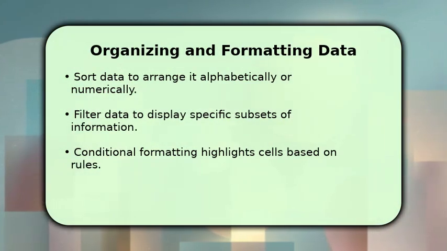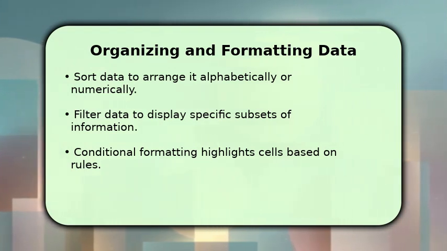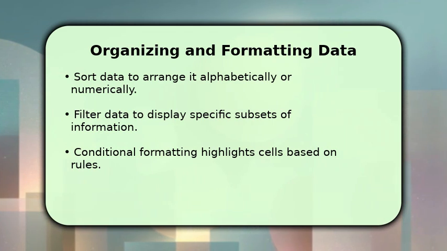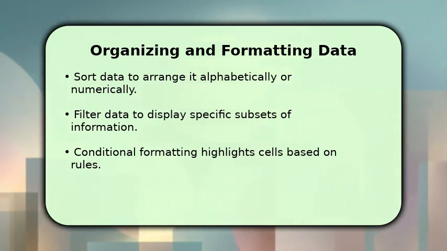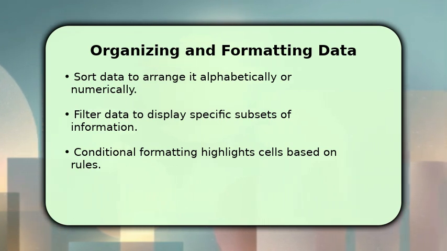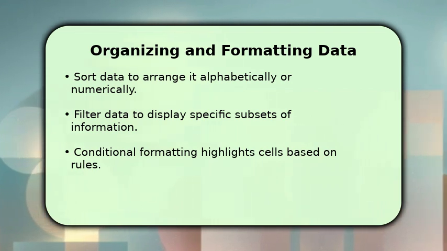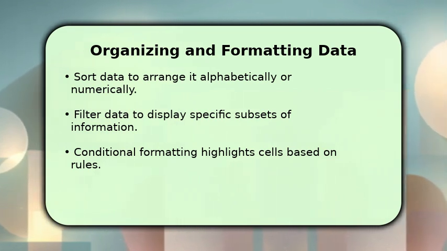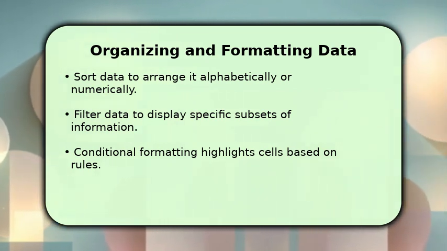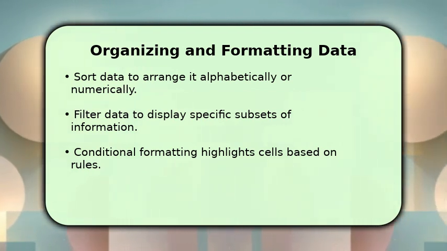Effective data organization and formatting are crucial for clarity. You can sort your data to arrange it alphabetically or numerically, making it easier to find specific entries. Filtering allows you to display only specific subsets of information, hiding irrelevant data temporarily. Conditional formatting automatically highlights cells based on rules you set, drawing attention to important trends. Using tables also significantly enhances data management and analysis capabilities.